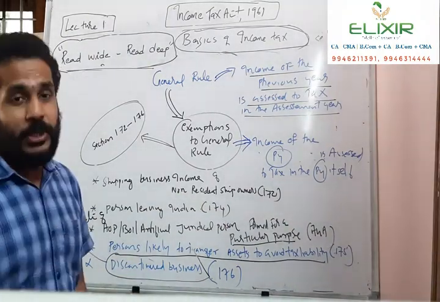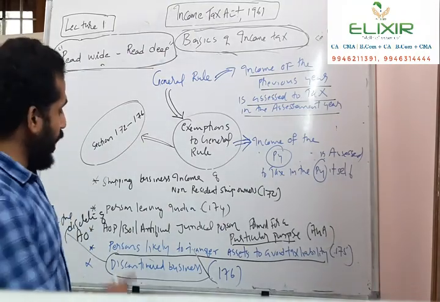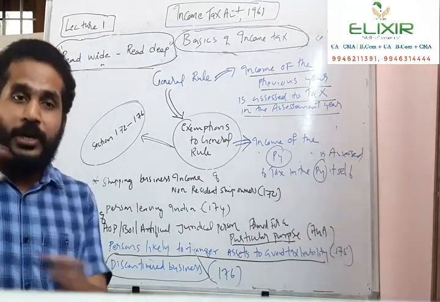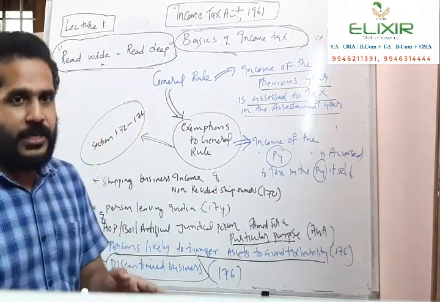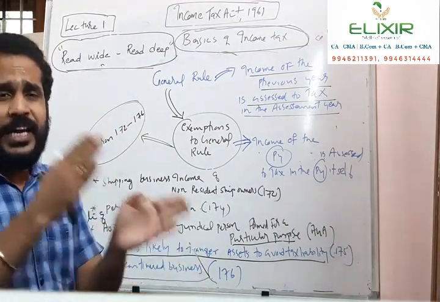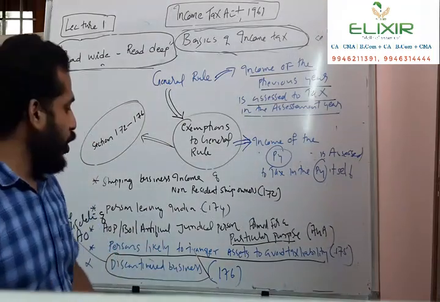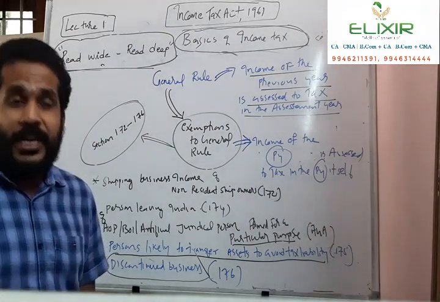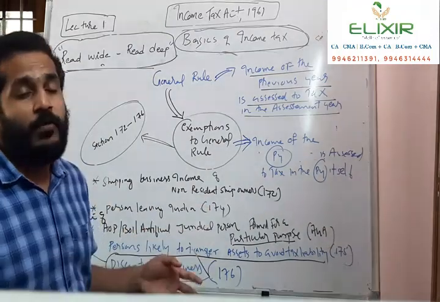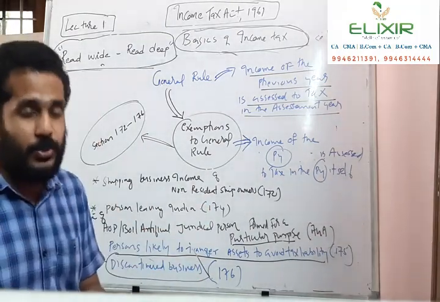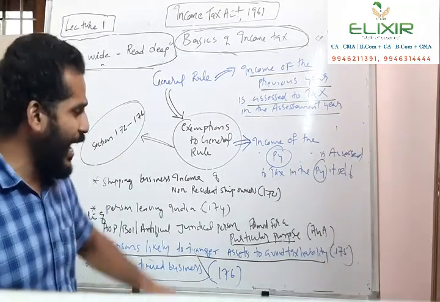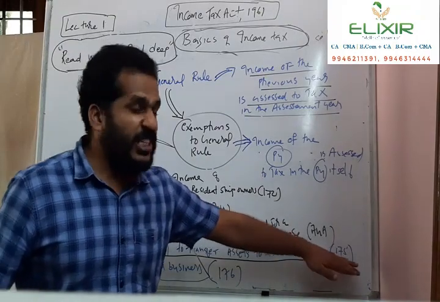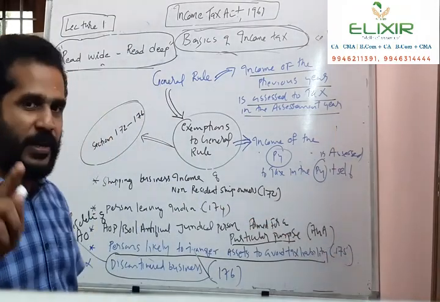And if it appears to the assessing officer that the AOP, BOI, or artificial juridical person constituted for a particular purpose has no intention to continue the business, then the assessing officer will make them pay the tax in the previous year itself. And the person is likely to transfer the assets for the purpose of avoidance of tax liability. If it appears to the assessing officer that this transfer is in order to avoid the tax liability, as per section 175 it is taxed in the previous year itself.